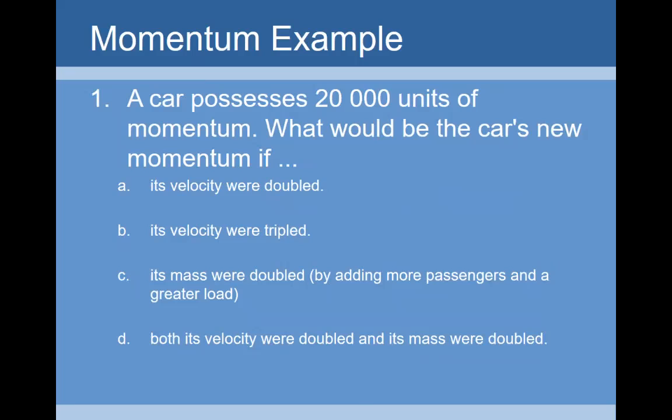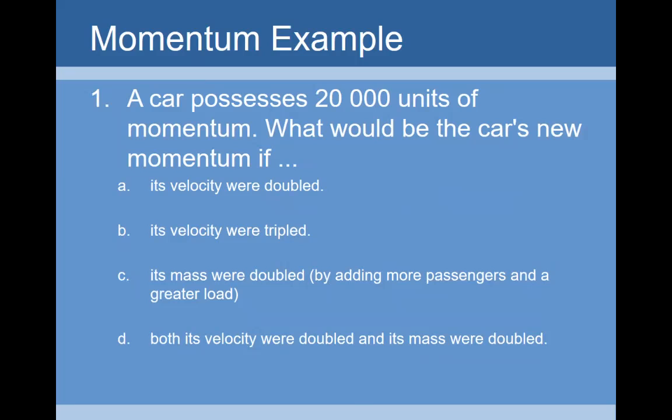Now, let's assume that a car possesses 20,000 units of momentum. What would be the car's new momentum if its velocity were doubled? What if it was tripled? What if its mass were doubled by adding more passengers or something like that? Or both the velocity and the mass were doubled. So pause the video here and see if you can solve these.